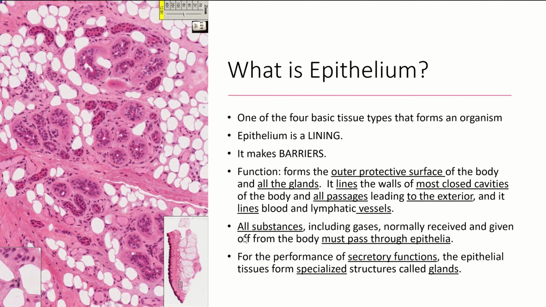It's a barrier. And so, with that being said, all substances that pass either into or out of your body must pass through epithelium, okay? So, everything you eat, when it goes into your digestive system, in order to absorb all of that, it has to go through epithelium. Everything that you're sweating out or secreting has to go through epithelium.